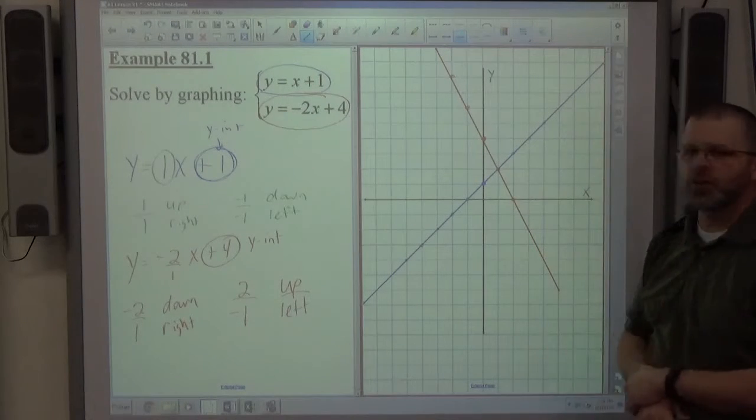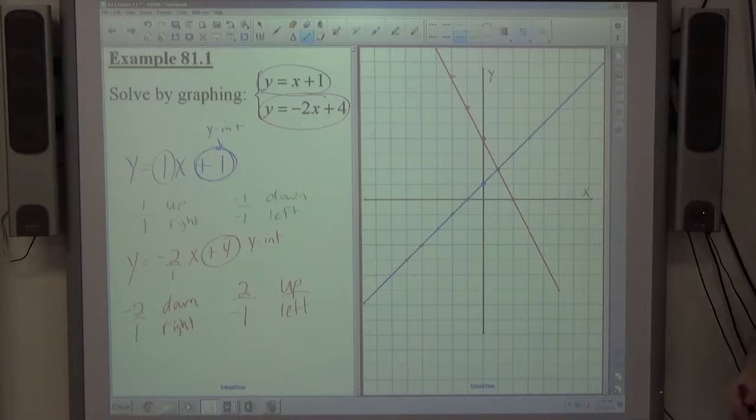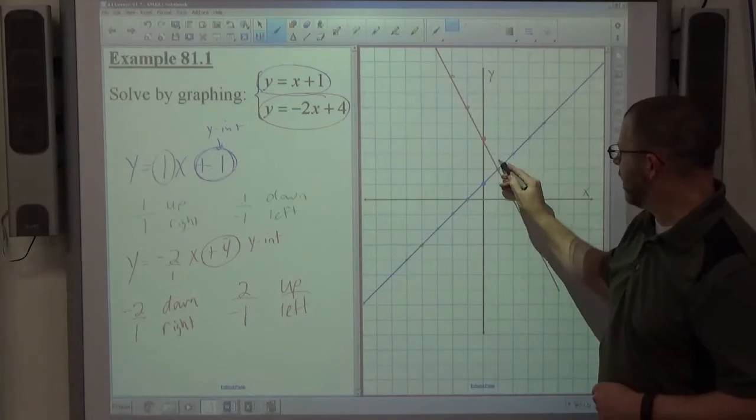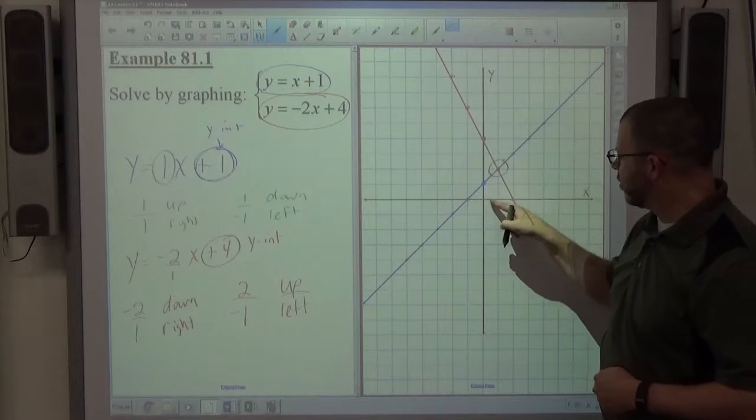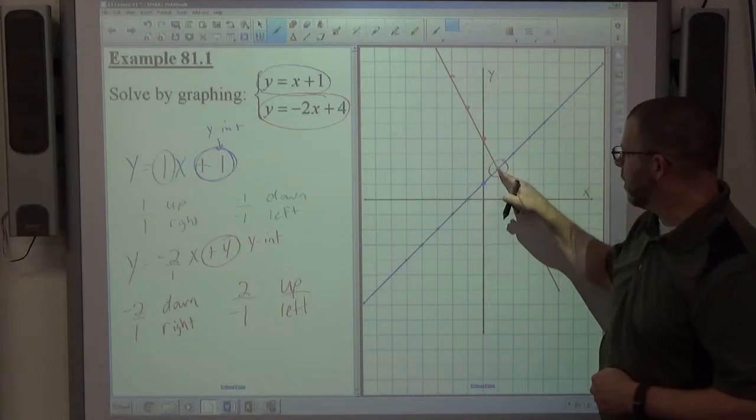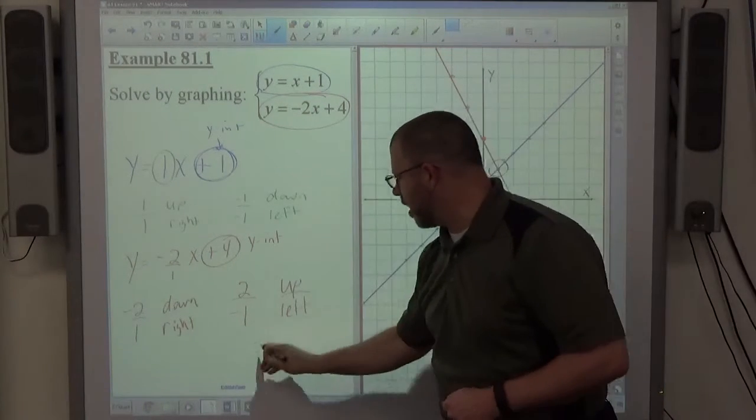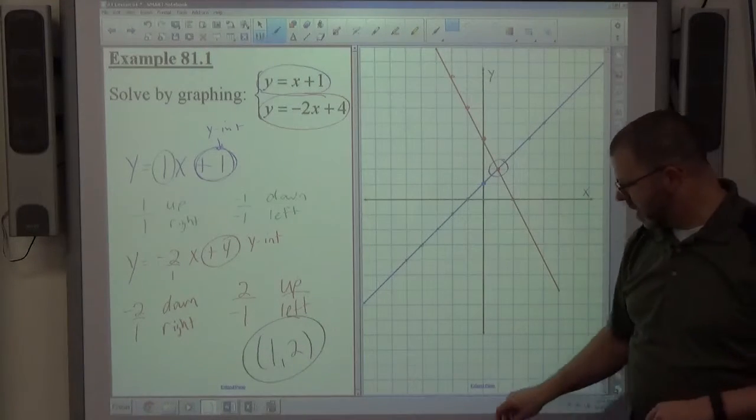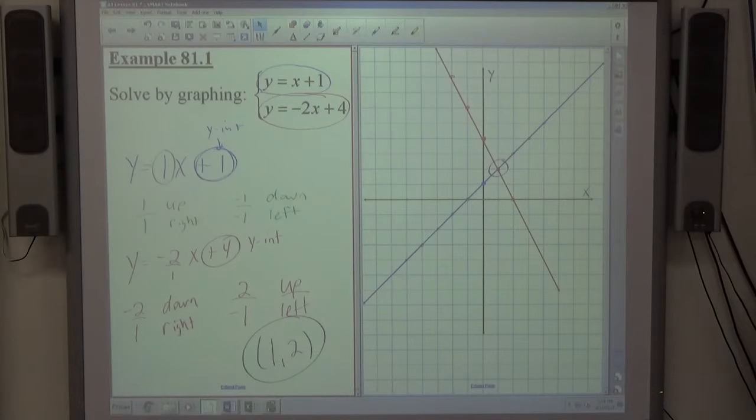Now both lines are graphed on the graph paper. The point of intersection of the two graphs represents the answer. So this right here is the answer. Looking at its coordinates, I'm going right 1 space, up 2 spaces. So the correct answer to this problem is (1, 2). That's how you solve a system of equations by graphing. You graph both lines and identify the point of intersection. That's what we're looking for every time we do these problems.